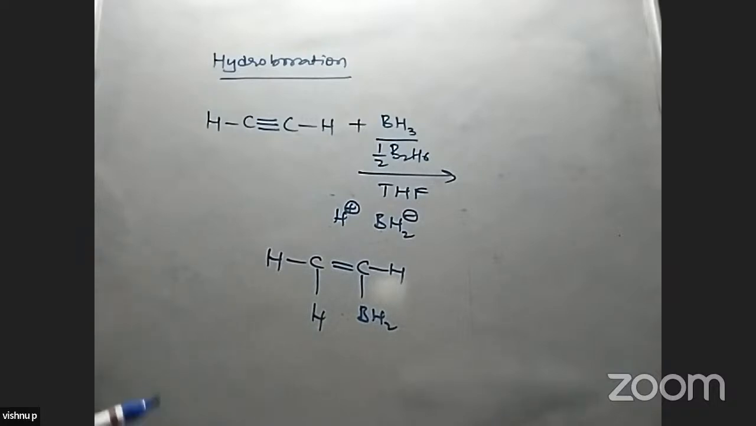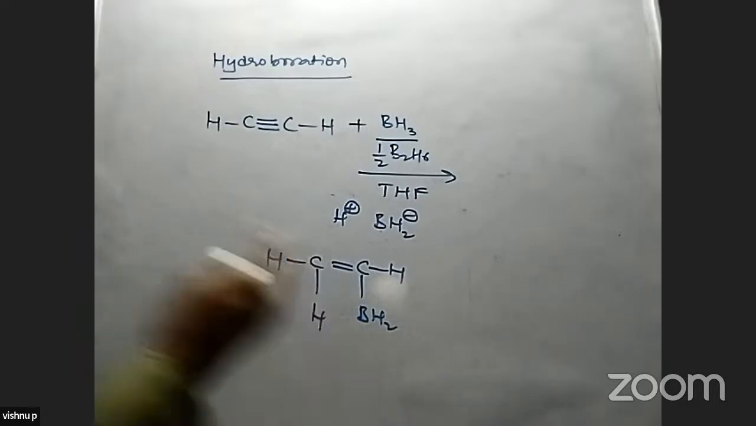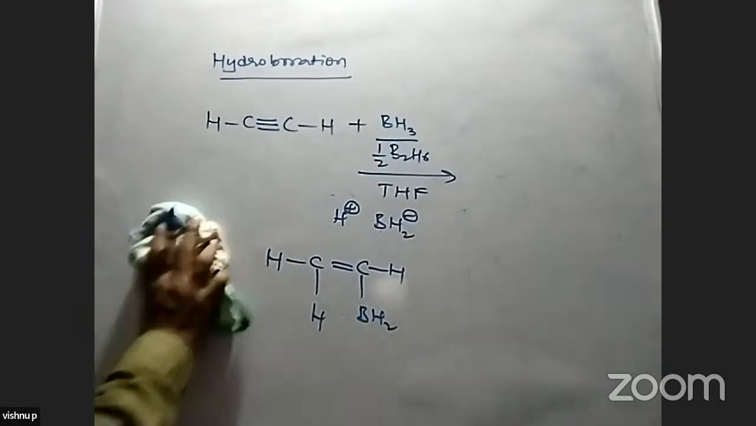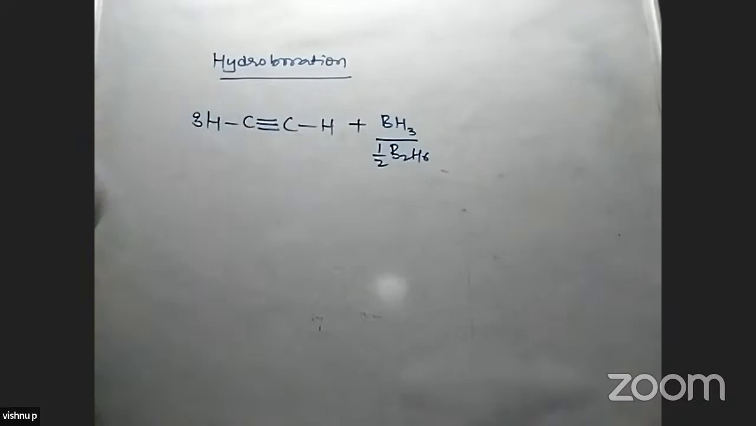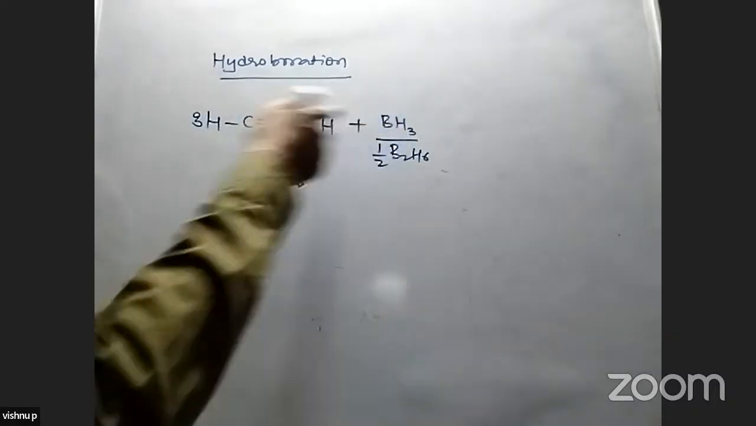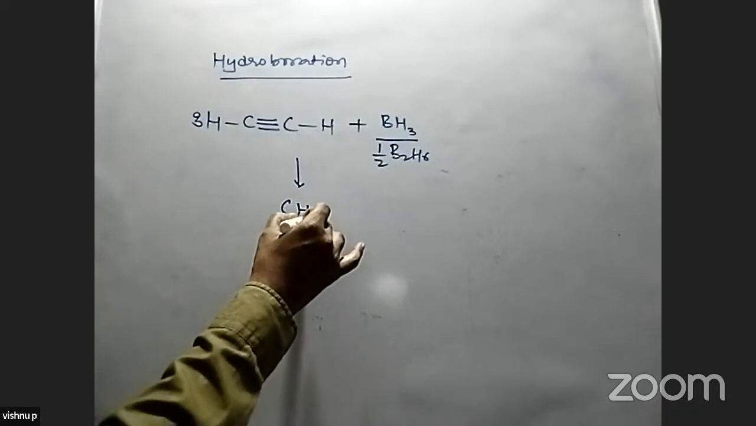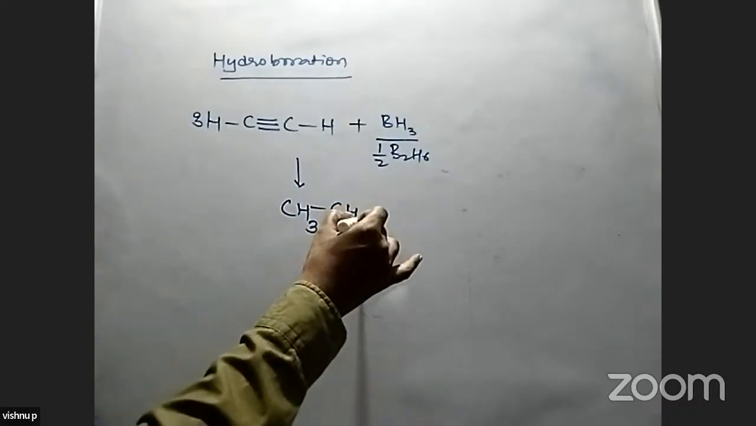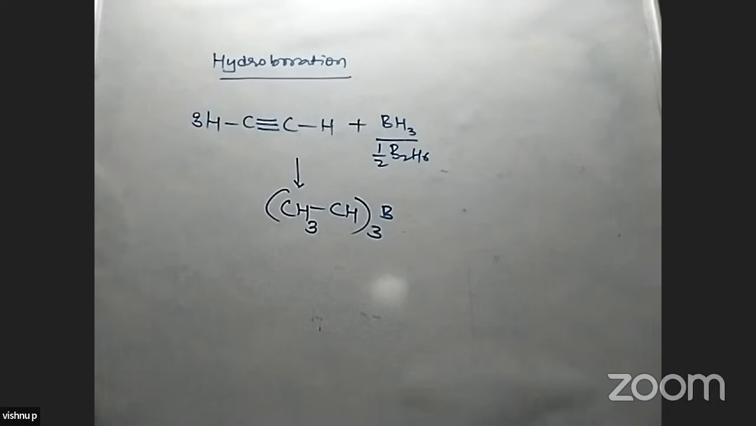How many moles of this compound are used in this reaction? A further step is also possible. So how many moles of alkyne are involved in reaction with BH3? 3 moles. So we get this compound. BH2 is added to one carbon, hydrogens are added to the other carbon. So we get this compound, CH3CH taken thrice with a B. So 3 hydrogens are added to one carbon.